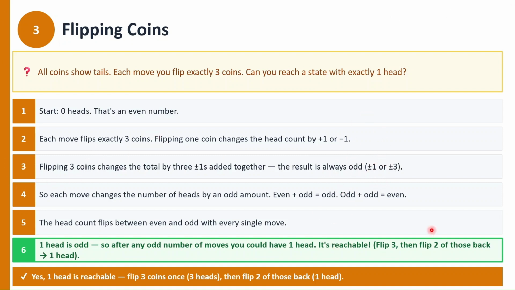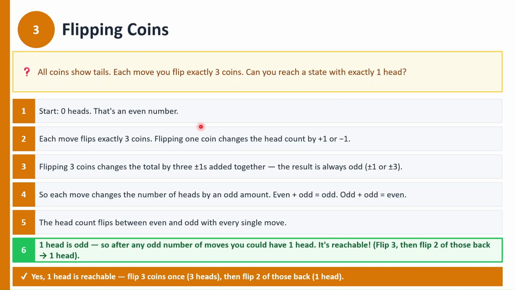Now, plus or minus 1 is for flipping 1 coin, but you're flipping 3 coins, so you take plus or minus 3. So you initially start with 0 heads and then 3 heads, and then 3 plus 3 is 6, right? Yes, but we don't do that. We go with 2 moves. If you flip 3, then flip 2 of those back to get 1 head, right? So what I'm trying to say is we already have 3 heads. If you try to increase it by 3, it would be subtracted by 2.